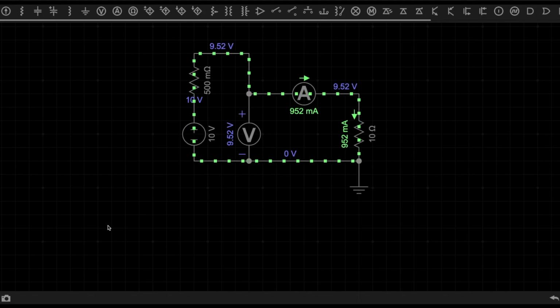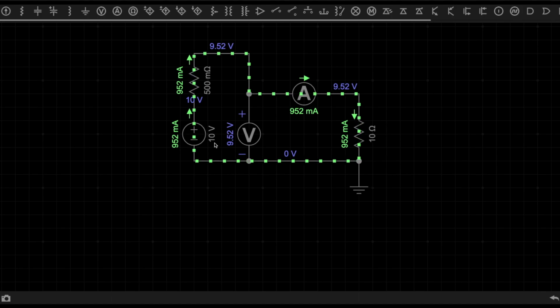So you see the terminal voltage has dropped. It's not 10 volts. The voltage source is rated for 10 volts, but it is not giving us 10 volts. It is 9.52 volts. Definitely the terminal voltage has dropped. And because of which reason? Of course, the internal resistance. There is some voltage drop happening across this internal resistance, which is causing the terminal voltage to drop.